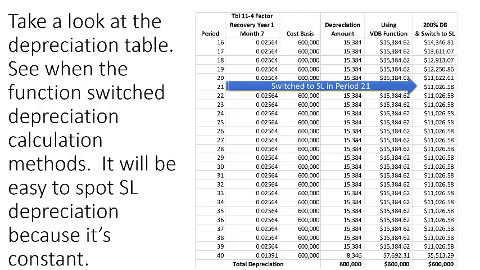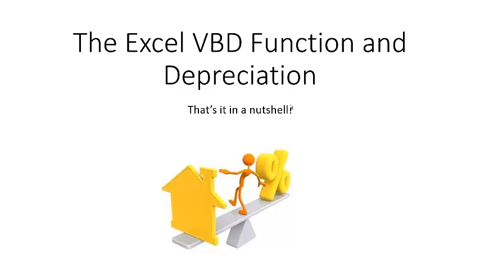So you can also take a look at the very bottom, and you can see that in all our instances, the depreciated value of the asset equals our cost basis, the $600,000. And that's a good thing. That's what we want. All right, well, that's the VDB function and depreciation in a nutshell.